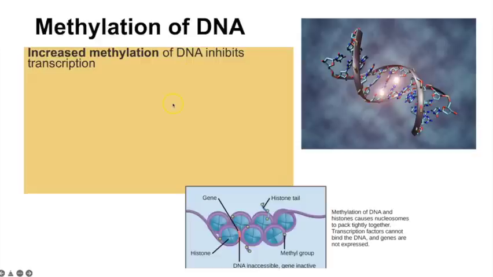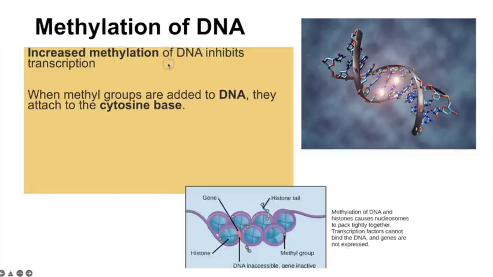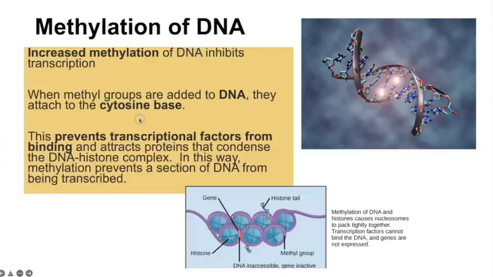Now, what this means is if you have lots of this chemical tag, methyl groups, binding to the DNA, it actually inhibits transcription. And the reason for that is when the methyl groups are added to DNA, they attach to the cytosine base and it prevents transcription factors from binding. It will attract the proteins that condense the DNA histone complex, and in this way it prevents sections of DNA from being transcribed. So that's what we can see happening here.